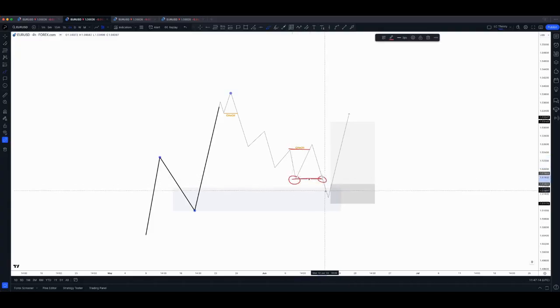That then gets liquidated, and now that we have that combined with our POI mitigation, we can take the trade. It doesn't matter that the liquidation occurs before the POI. It can occur within the POI, it can occur before it. It doesn't matter, just as long as we only take the trade once the POI has been mitigated.